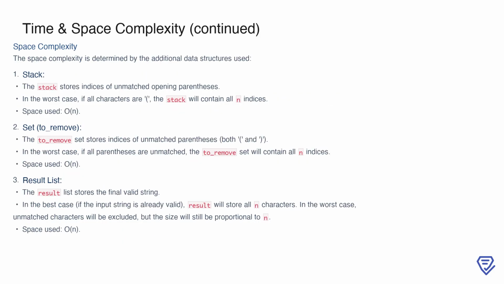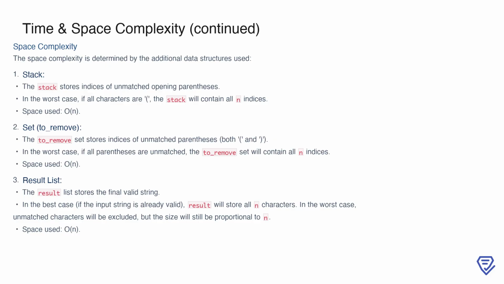Now, let's analyze the space complexity, which depends on the additional data structures used. The first of these is the stack, which stores the indices of unmatched opening parentheses. In the worst-case scenario, where all characters in the string are opening parentheses, the stack will contain all n indices, using O(n) space. The second structure is the to_remove set, which holds the indices of unmatched parentheses. If all parentheses are unmatched, the set will also contain up to n indices, consuming O(n) space.